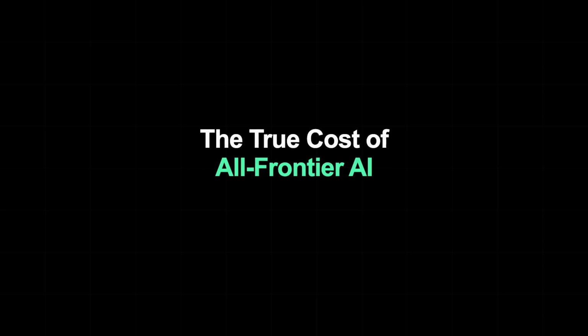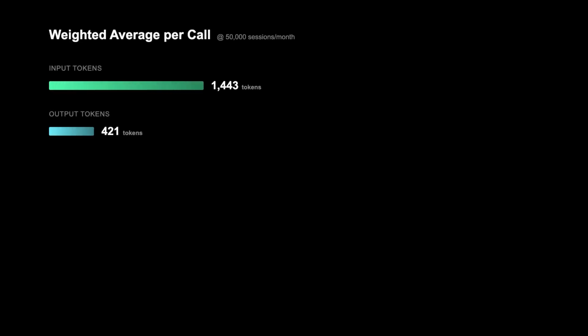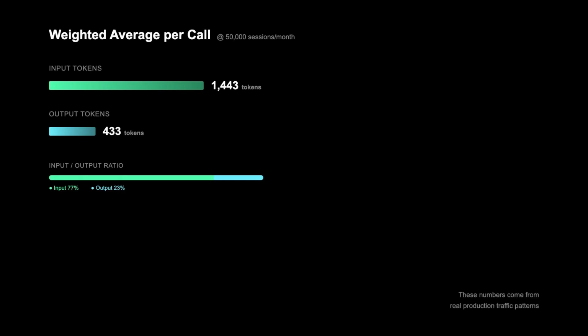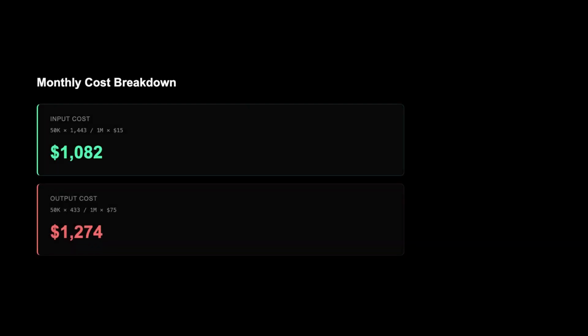With 10,000 sessions in a month and an average of 5 LLM calls per session, you are making 50,000 inference calls. All Frontier cost adds up to a weighted average of 1,443 input tokens, 433 output tokens per call. The input cost is around 50,000 multiplied by 1443 per 1 million tokens multiplied by $15, which sums up to $1,082, and the output cost is 50,000 multiplied by 433 per 1 million tokens multiplied by $75, which comes around $1,624, and the monthly total is around $2,706.